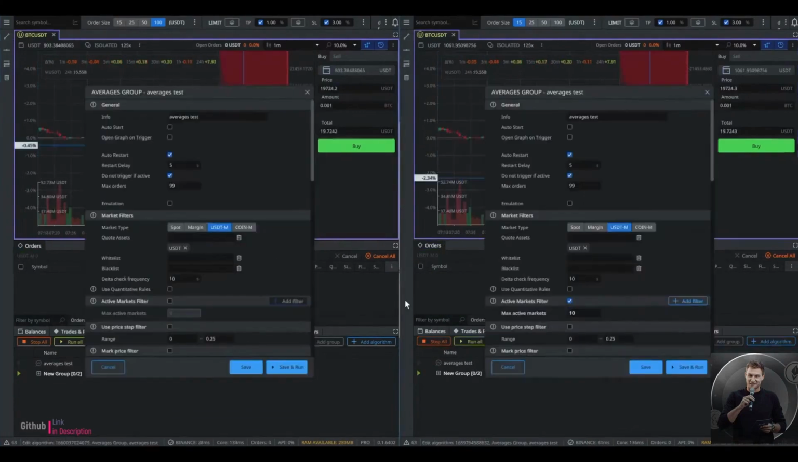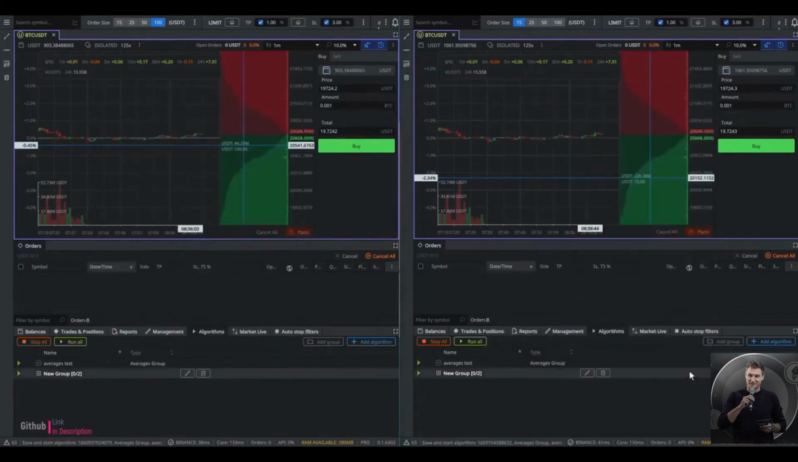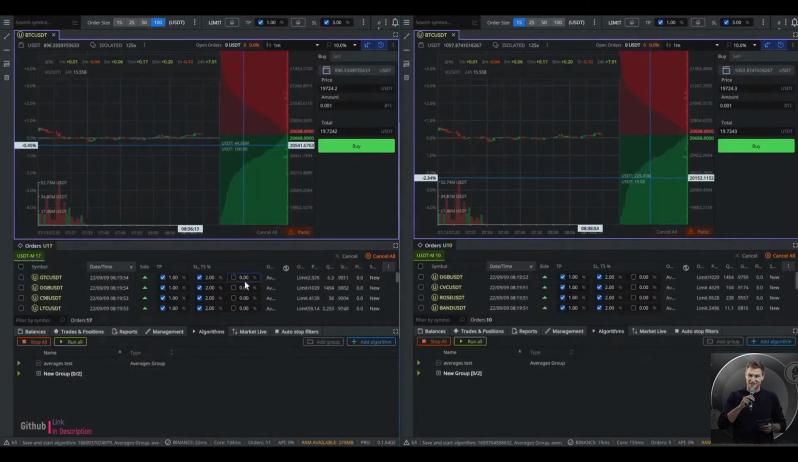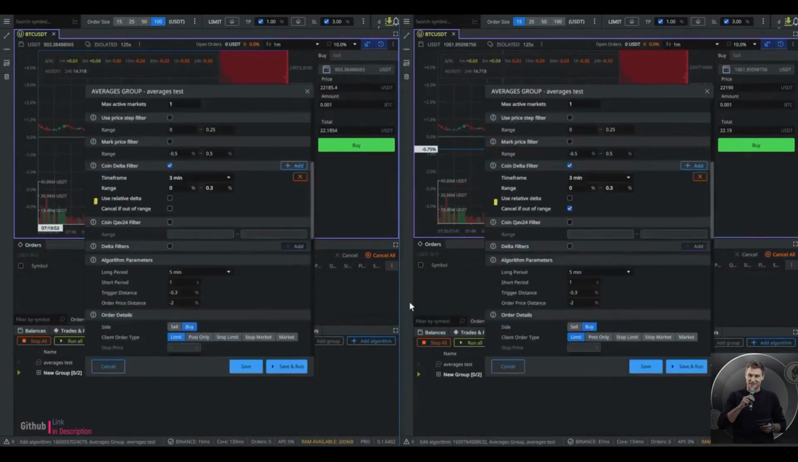Max active markets limits the number of markets on which we can place our orders according to a particular algorithm. The algorithm on the right is limited to 10 markets and there are no restrictions on the left. As we see, on the right there are 10 orders as we have specified, and on the left orders continue to be placed.